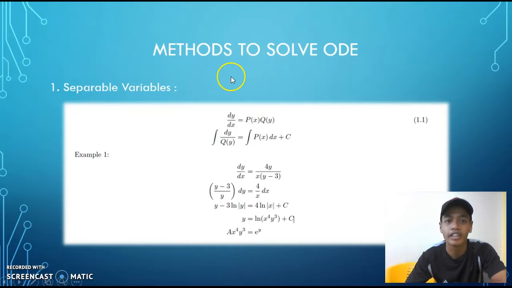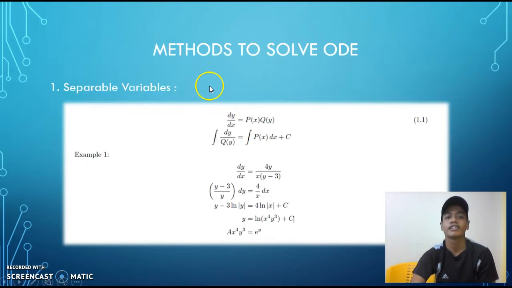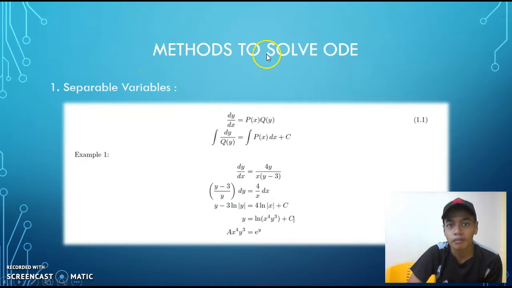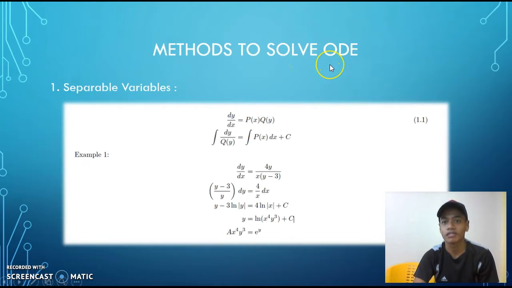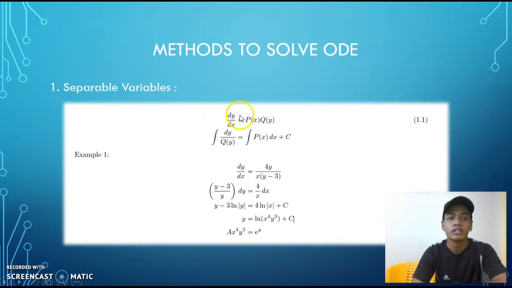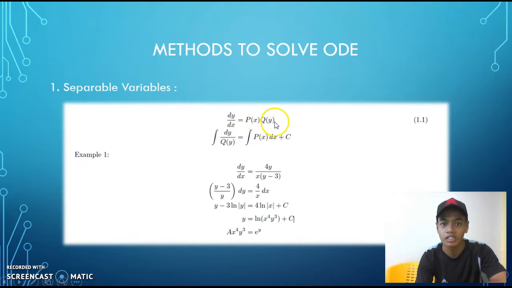Okay, first we can know the methods to solve ordinary differential equation. The first one, we can use the separable variables method. So let's take a look at this one. dy over dx equal to p(x)q(y). So we separate the variables, the y variable to the left hand side and the x to the right hand side. So we get dy over q(y) equal to p(x) dx.